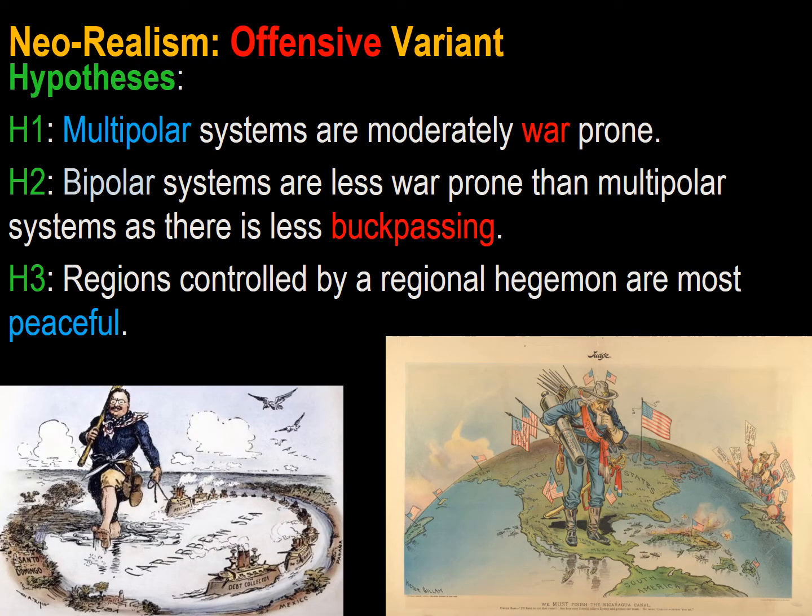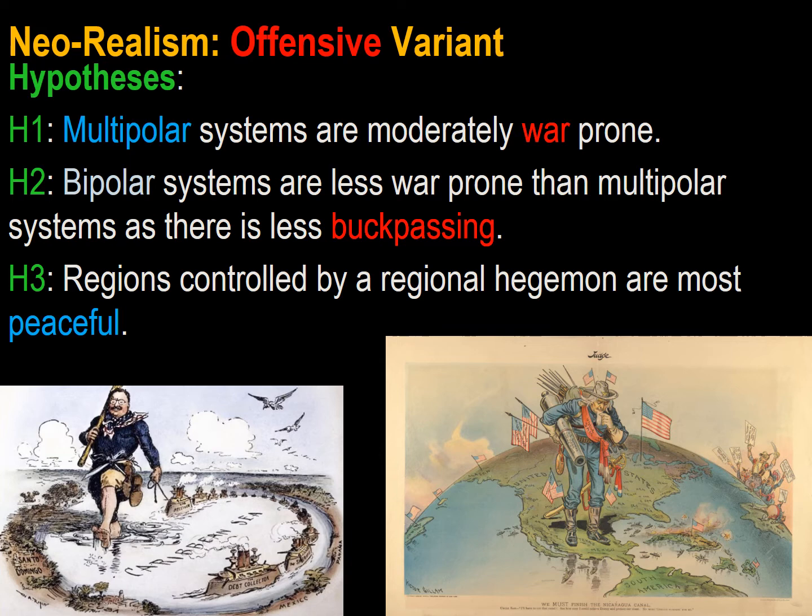There are 3 hypotheses in offensive neorealism. Hypothesis 1. Multipolar systems are moderately war-prone. Hypothesis 2. Bipolar systems are less war-prone than multipolar systems because there is less buck passing. Buck passing is when one country, to avoid having to deal with an adversary, tries to get that adversary to fight another state. In effect, states are avoiding conflict and trying to push the responsibility to deter onto another state.